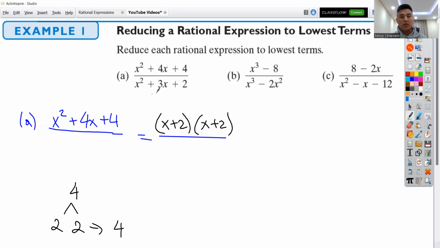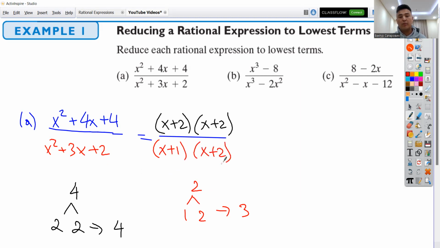Next, denominator, x squared plus 3x plus 2. In this trinomial, I have to think of two numbers. When I multiply them, I'll get 2, and when I add them, I'll get 3. I have in my mind only these two numbers, 1 and 2, or 2 and 1, it doesn't matter. When I multiply, I get 2. When I add them, I get positive 3. So x plus 1 and then x plus 2.